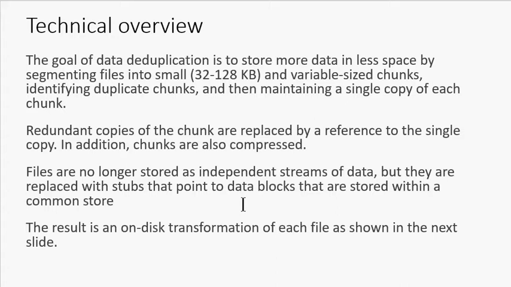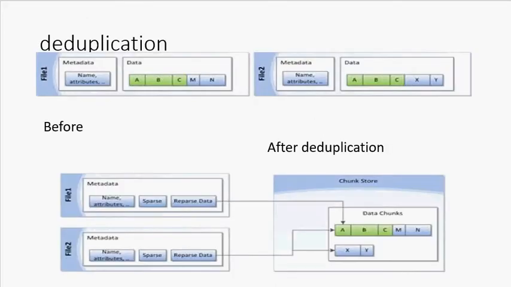Files are no longer stored as independent streams of data, but they are replaced with stubs that point to data blocks. The result is an on-disk transformation of each file as shown in the next slide. We can see the files before and after the data deduplication, and how we are basically shifting and arranging the data and reclaiming the white spaces.